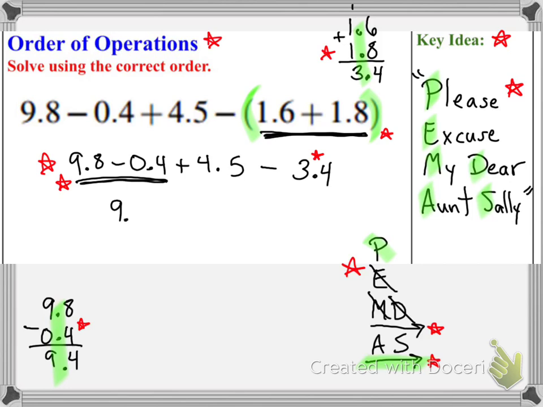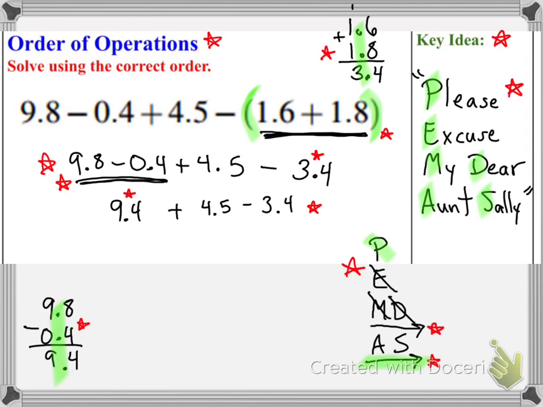And then finally, I replace that subtraction part with the answer, with the difference of 9.4. So 9.4 gets a star in my steps, and then copy everything else down exactly as I see it. So the plus sign, the 4.5, the minus sign, and the 3.4. And that gives me a star for copying everything down. So now we only have addition and subtraction.